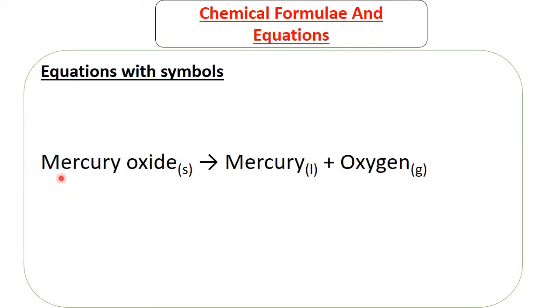So we have got this equation. Mercury oxide with state symbol solid gives mercury, which is liquid, plus oxygen, which is a gas. So this is a word equation. We have to write the chemical equation from this word equation. So remember I said the chemical equation we're going to be referring to the equation that involves symbols. So how do you write mercury oxide?